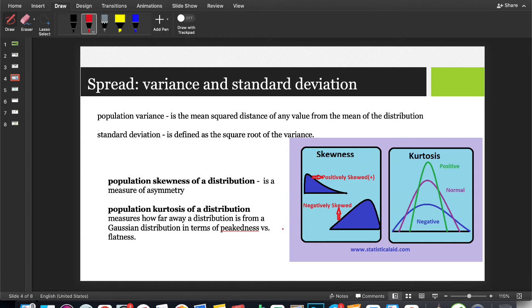The population kurtosis of a distribution measures how far away a distribution is from a Gaussian distribution in terms of peakedness versus flatness, as I mentioned a while ago. So compared to a Gaussian distribution, a distribution with negative kurtosis has rounder shoulders and thin tails, while a distribution with a positive kurtosis has a more sharply shaped peak and flat tails, as you can see from this figure.